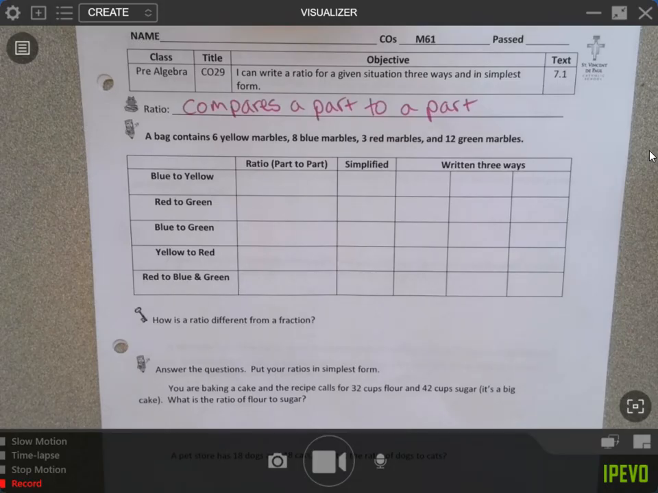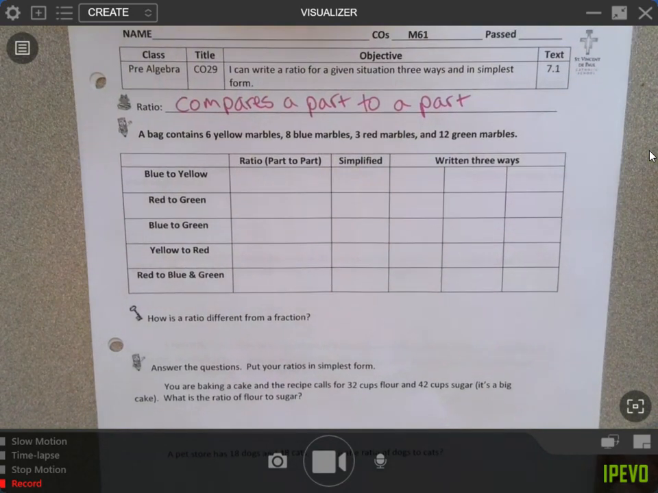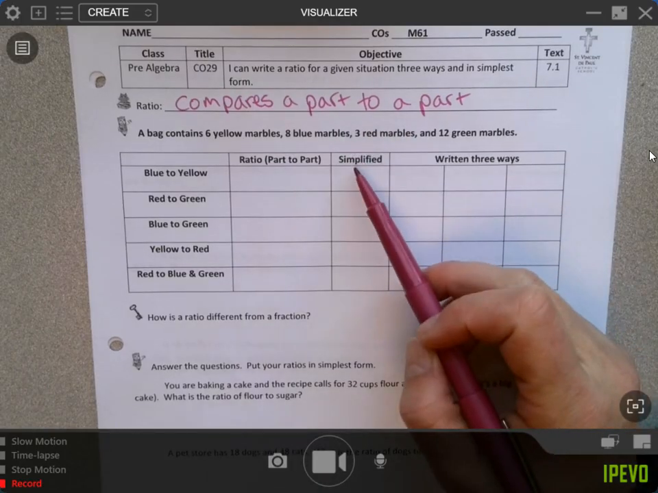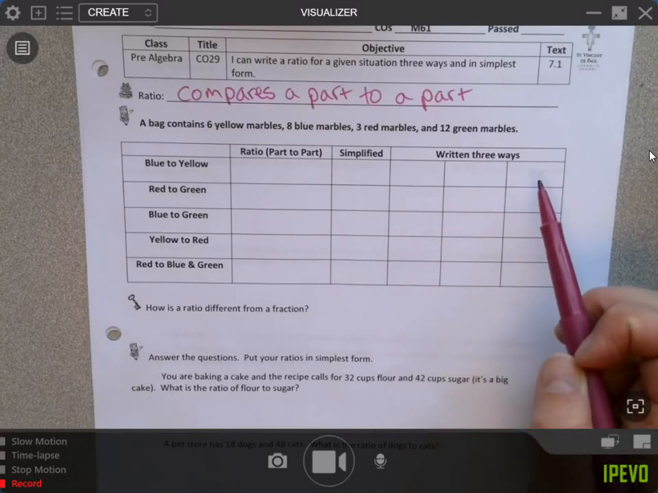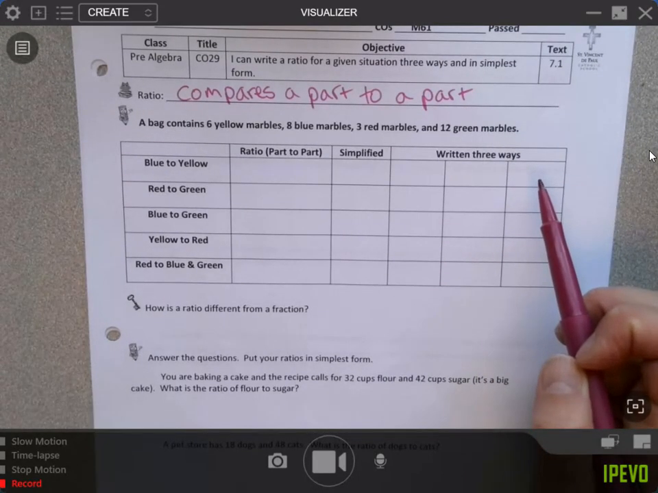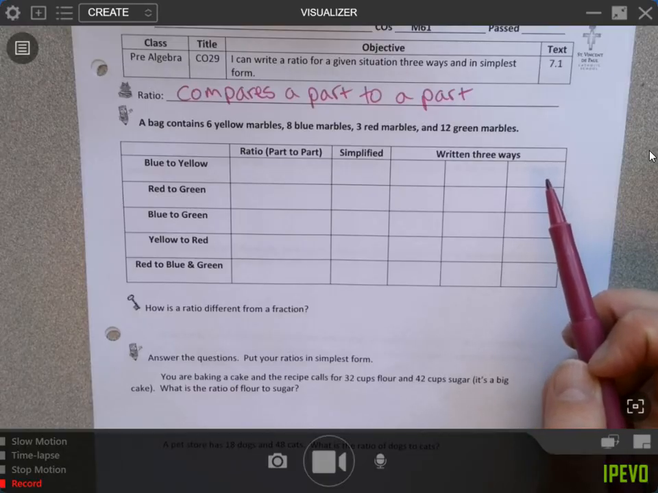If we look at a bag containing marbles, and it has 6 yellow marbles, 8 blue marbles, 3 red marbles, and 12 green marbles, we want to write ratios part to part, then show them simplified, and then see the 3 different ways that we can write that ratio. It all means the same thing, it just shows up a different way.